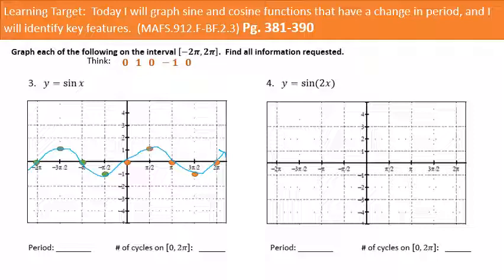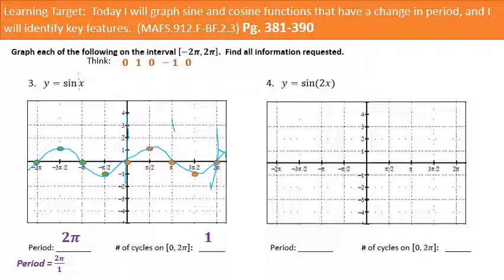All right, what's our period? Okay, so again, what's the b value? The b value is the invisible 1. 2 pi divided by 1, which is 2 pi. And there is only one cycle here between 0 and 2 pi.